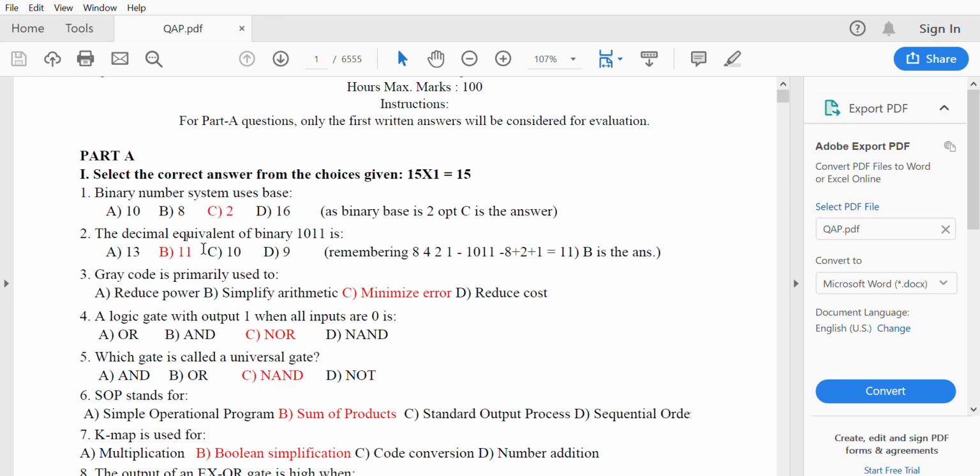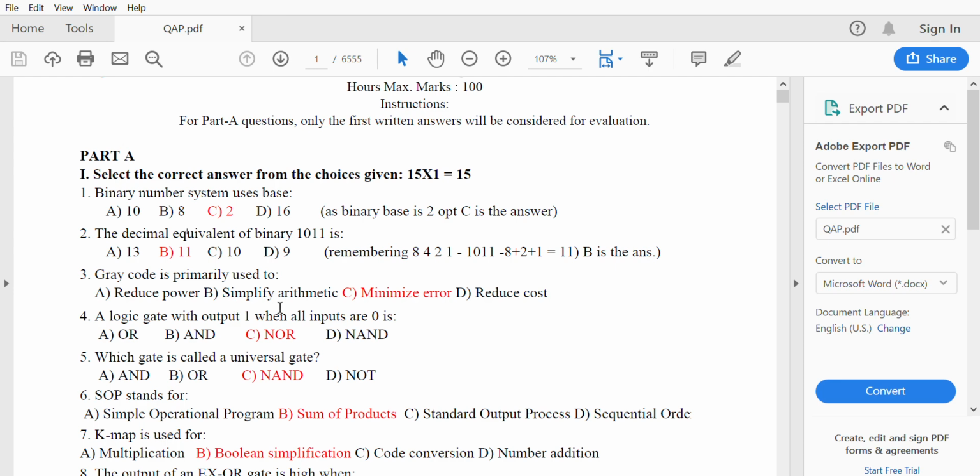Now the third one: the Gray code is primarily used to... Gray code is used for many purposes, like minimizing errors. Next question: a logic gate with output 1 when all inputs are 0. Again we have to remember the outputs of these gates. First the OR gate: it adds everything, so 0 plus 1 is also 1. The AND gate gives high output when all inputs are high.